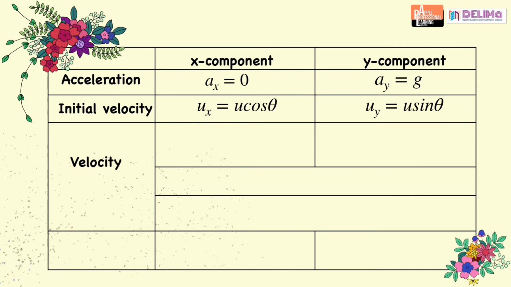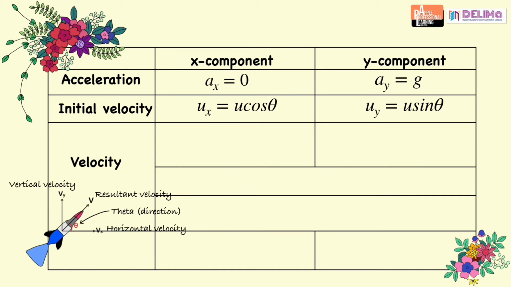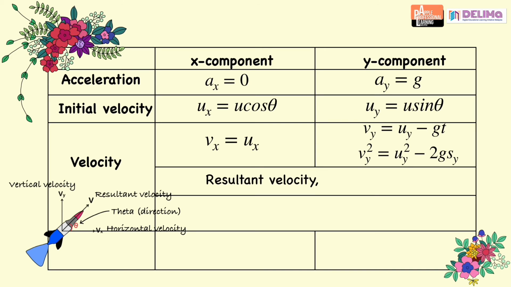The third physical quantity is velocity. Horizontal velocity Vx is constant, which is equal to the horizontal initial velocity Ux. While for the vertical velocity, we can use any one, either Vy equal to Uy minus gt, or Vy squared equal to Uy squared minus 2gSy. The resultant velocity V is equal to the square root of Vx squared plus Vy squared, and the direction is theta equal to arctan Vy over Vx.